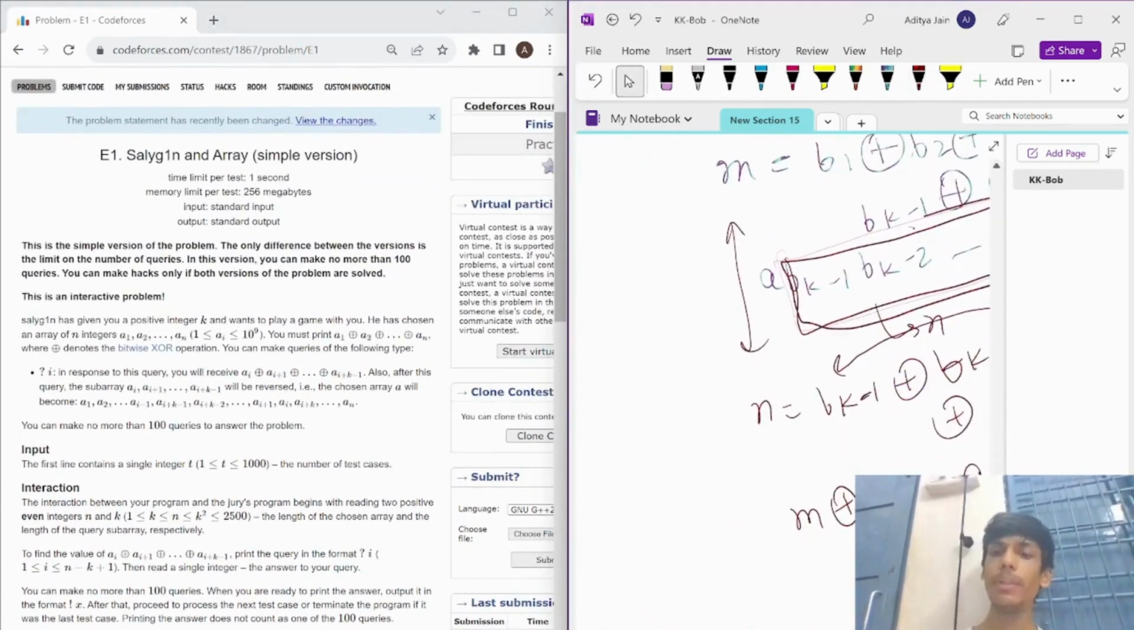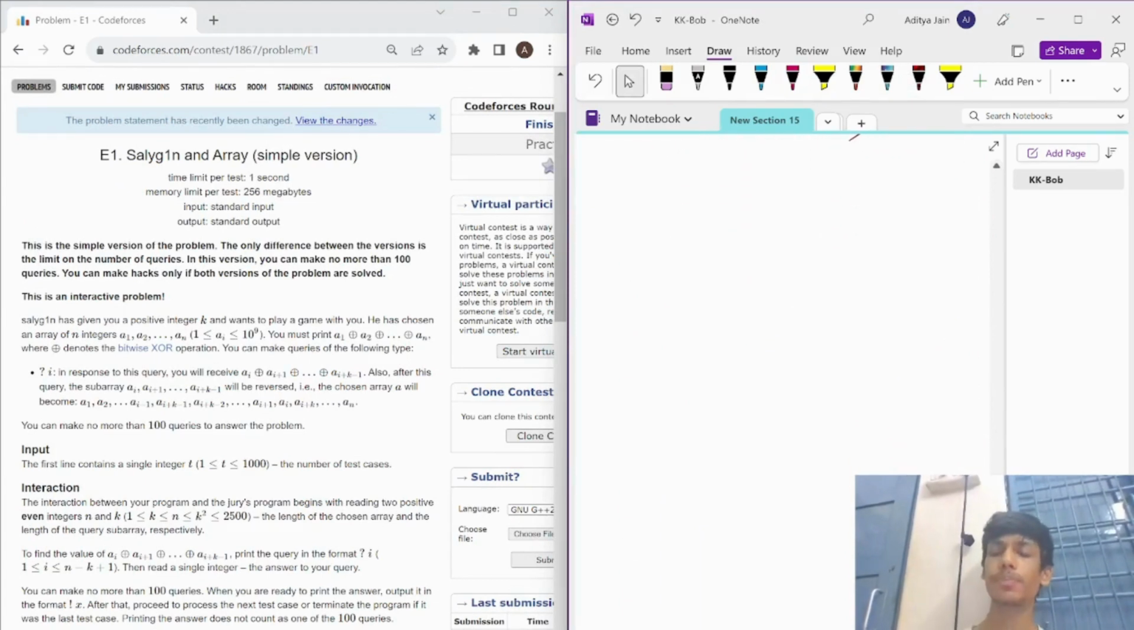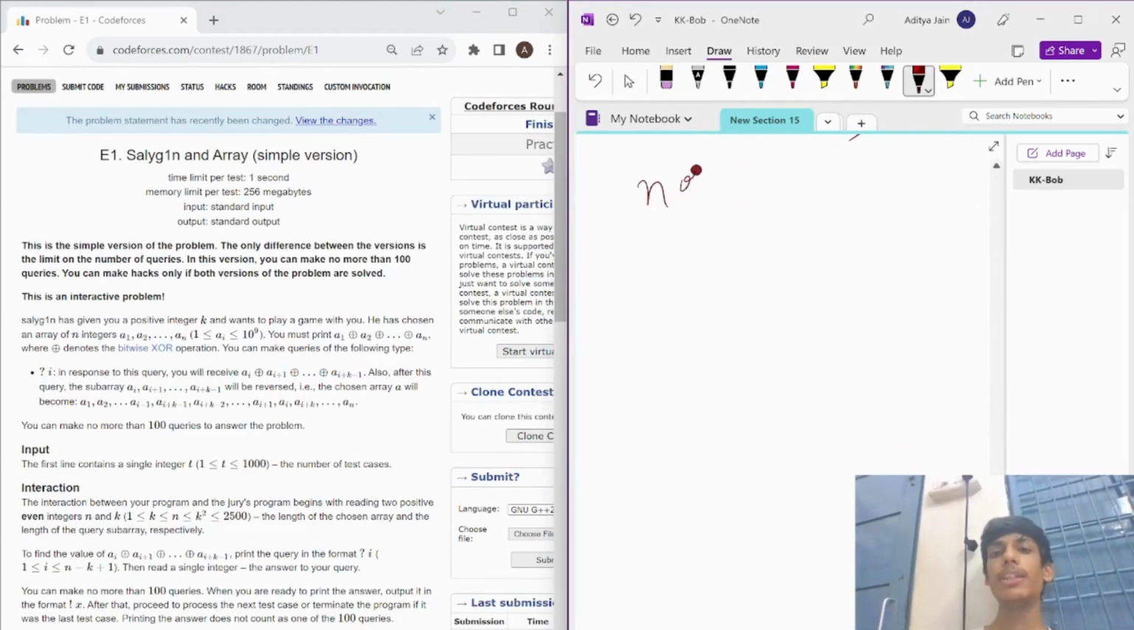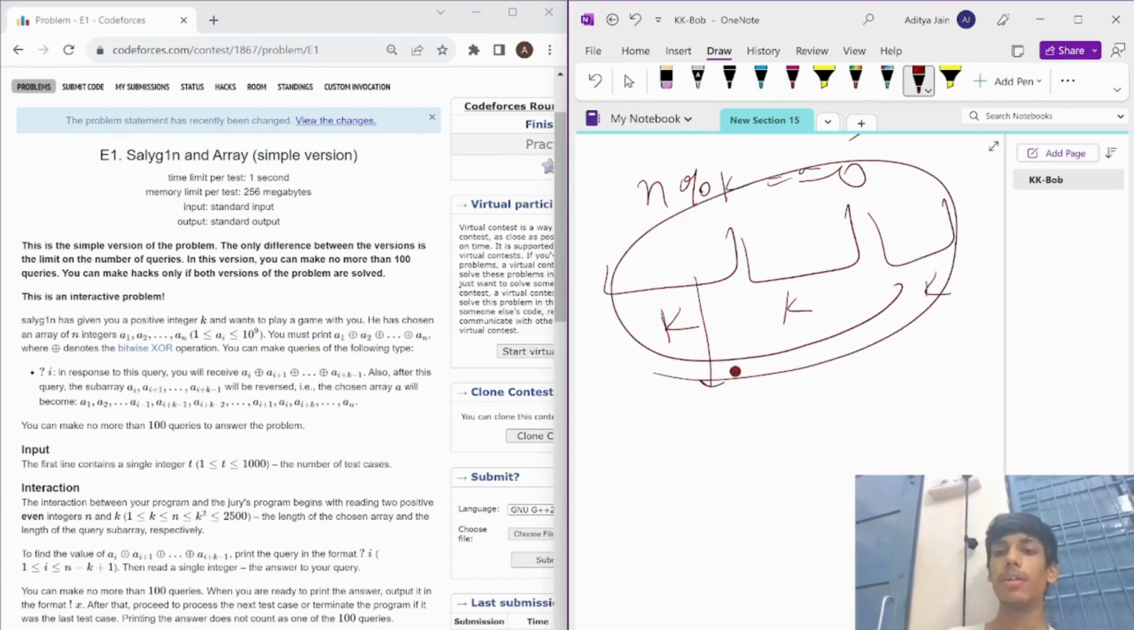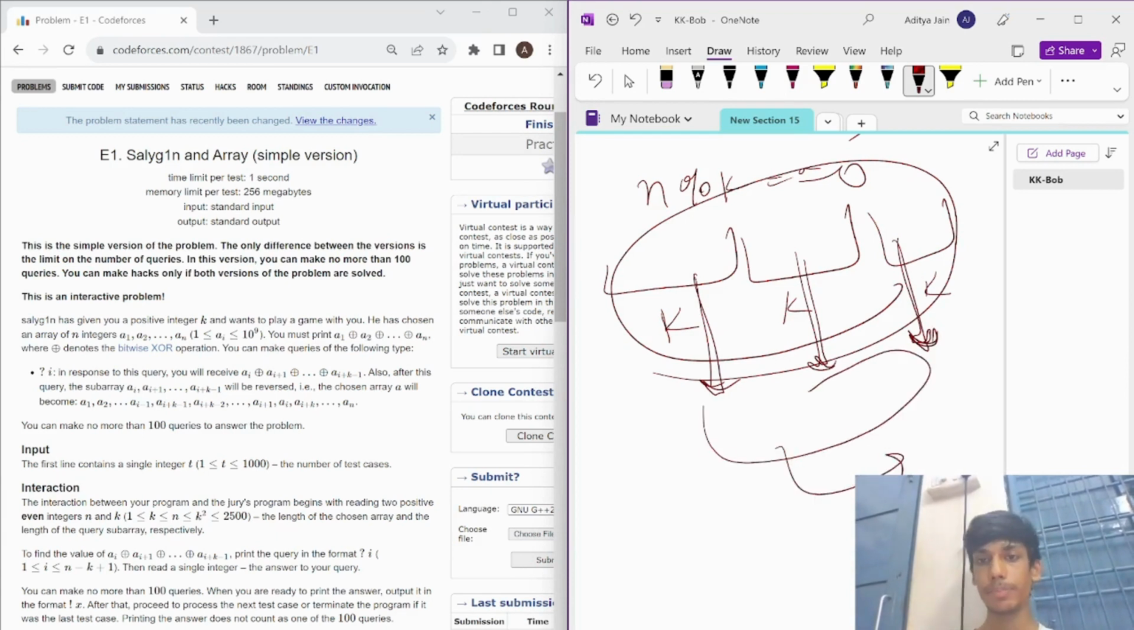Now let me brief you again. So what we'll do is, if n is a multiple of k, you will take k elements, then the next k elements, then the next k elements. You will find their XOR. You will take the next k elements, right? You got the XOR for each of these segments. Then you will combine their XOR to get the XOR of the entire array.